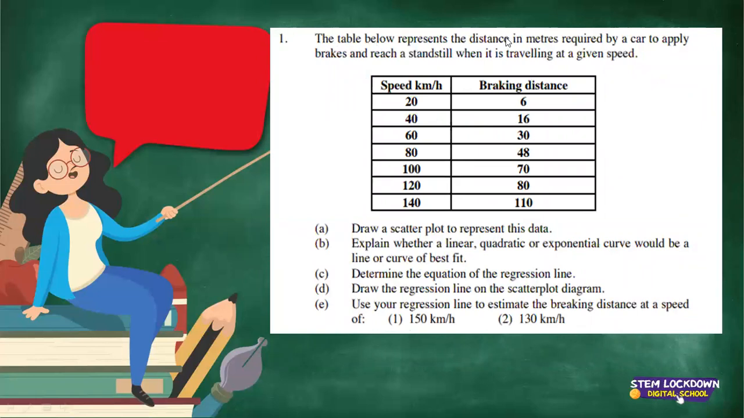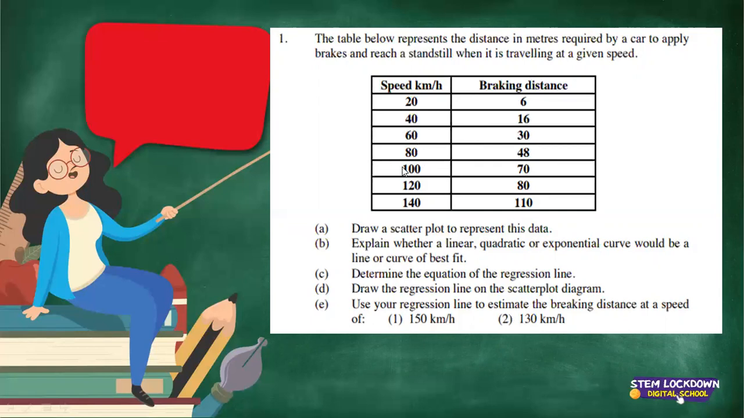The table below represents the distance in meters required by a car to apply brakes and reach a standstill when traveling at a given speed. This is the speed, and this is the braking distance. Now draw a scatter plot to represent this data. Which one goes on X and which on Y depends on which depends on which. The braking distance should depend on the speed.